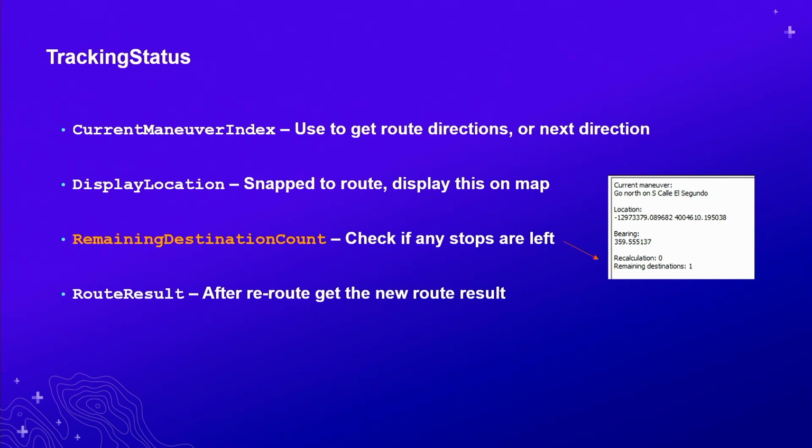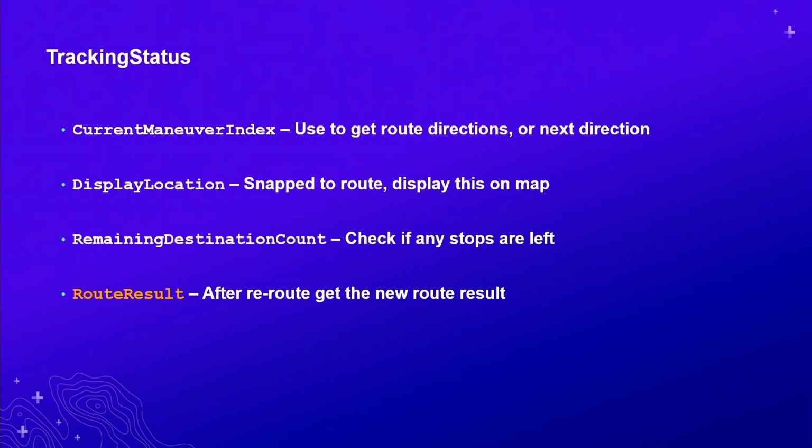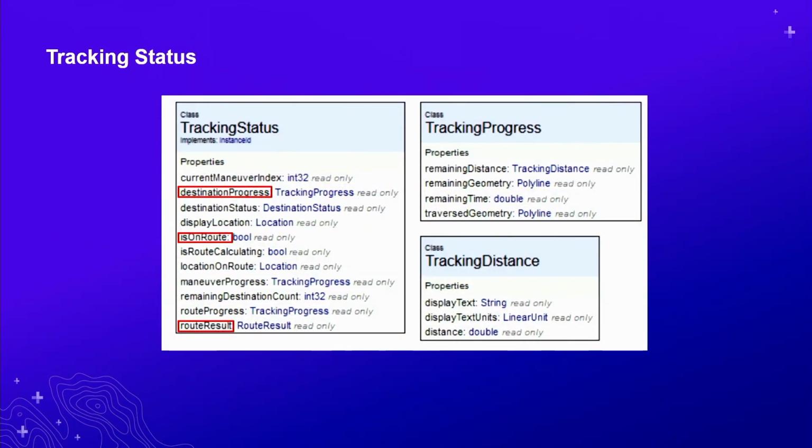Have a graphic here on the slide that shows this is from the first app that I showed. And then finally, the route result is a property that initially contains the original route result used when you created the route tracker, but during a rerouting event, this property is updated to allow you to get to the new updated route result that was created by an internal solve in the route tracker. Let's look at a few more on this object. We have destination progress, is on route, and route result.